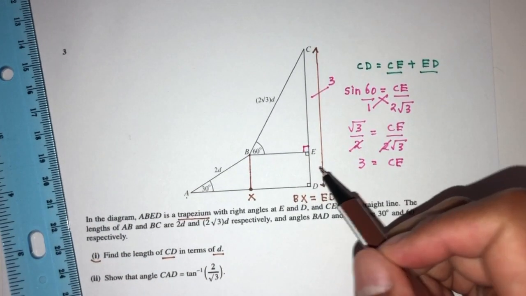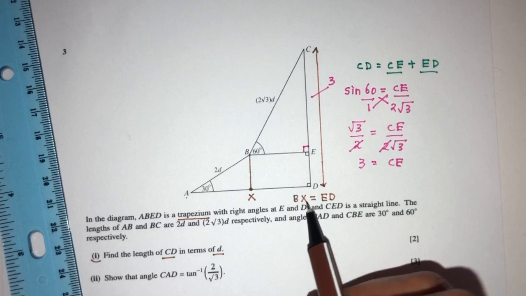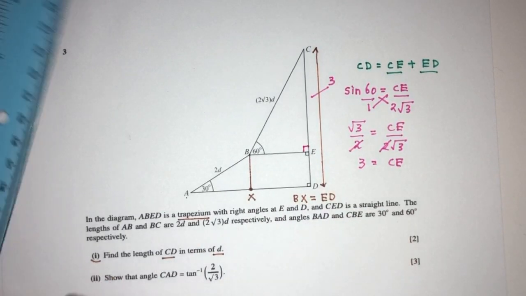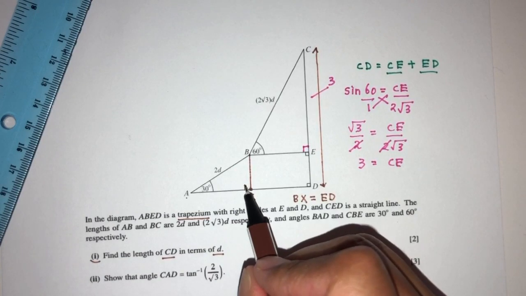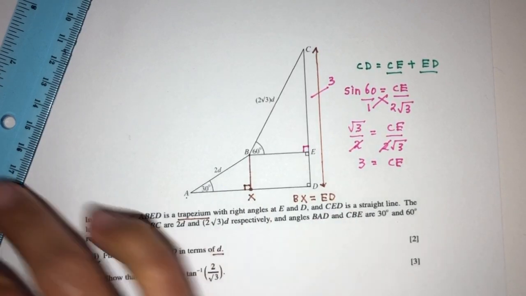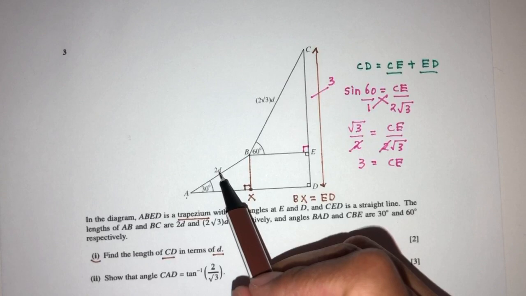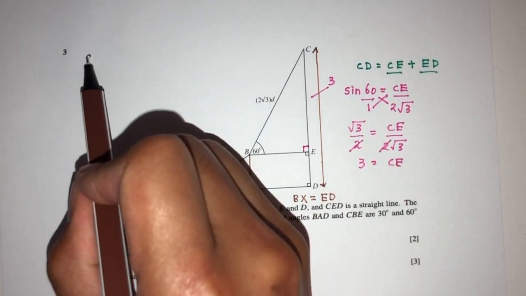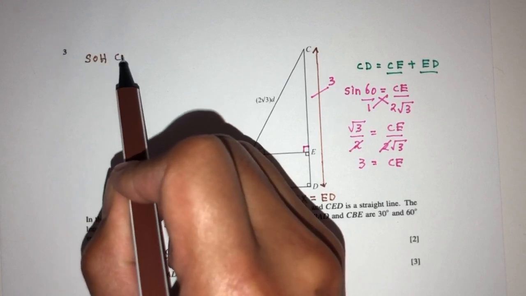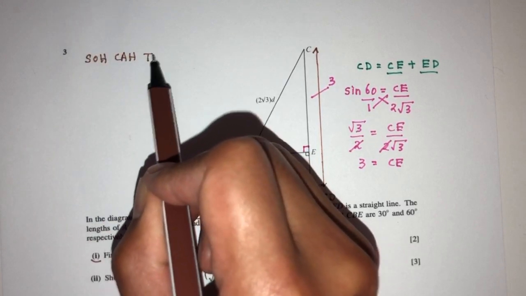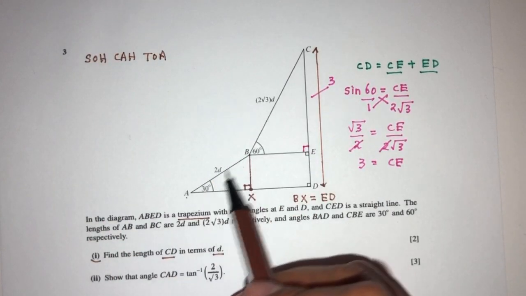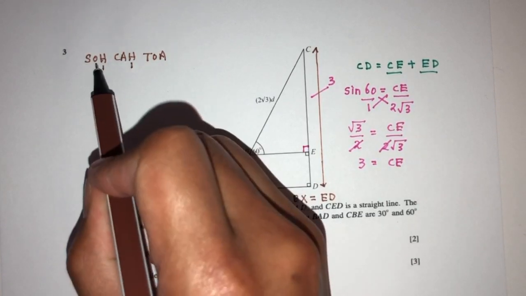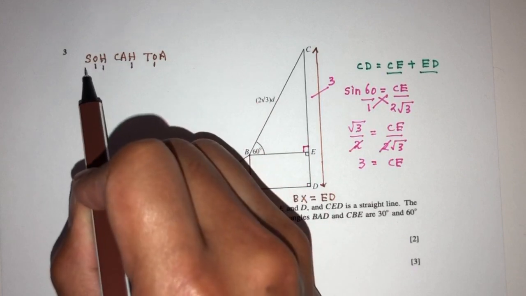So to find ED, same step, we can first find BX. BX is the same as ED, so we can find this one first. Again, this will be 90 here, and we have a right angle triangle. We know the hypotenuse, we're trying to find the opposite side, so we have to use sine, because according to SOHCAHTOA, we know the hypotenuse, that will be H and H. We're trying to find the opposite side, that will be O and O. They will be this one.